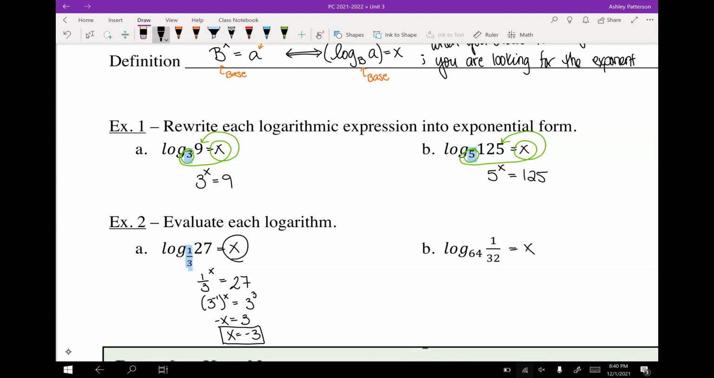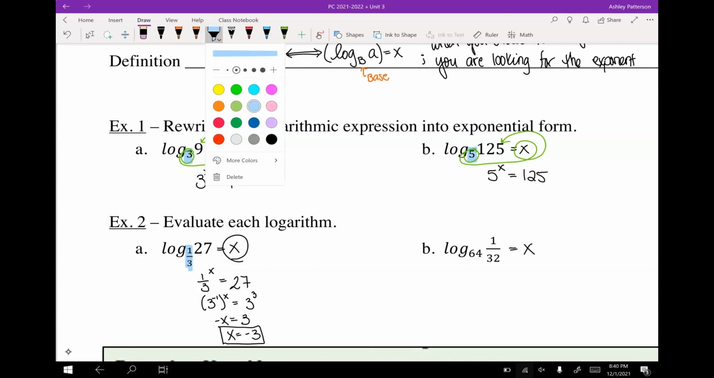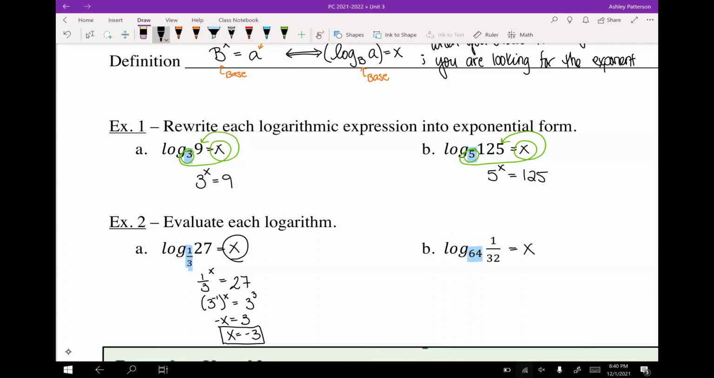Let's do the same with b and see what we can find. So again, identifying the base, we get 64 to the x is equal to 1 over 32. Definitely needs some manipulation here. So let's change it to be equal to 32 to the negative first power, getting rid of that fraction. Options for base manipulation: 2, 3, 4, I guess, 5, 7. I like 2.